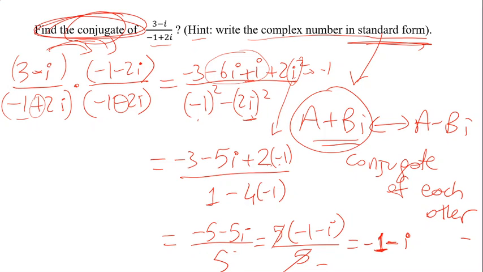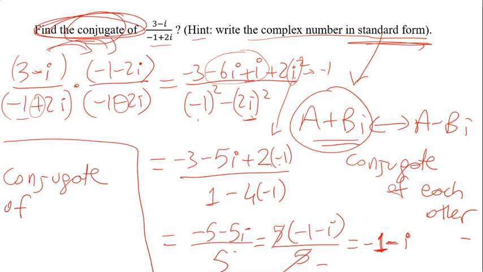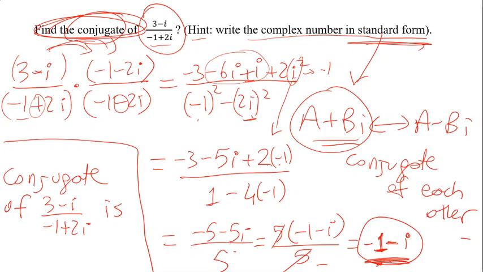Now it's asking for the conjugate. So we can write here the conjugate of (3 minus I) over (negative 1 plus 2I). Okay, the fraction itself is equal to this one. So what's the conjugate of this? It's minus 1 plus I. Because this fraction is equal to this number, and the conjugate of this number is negative 1 plus I.